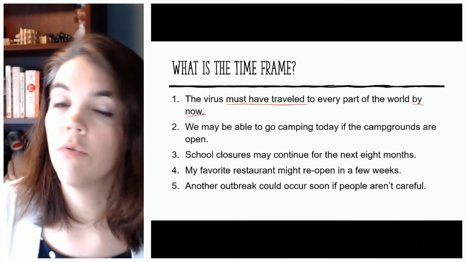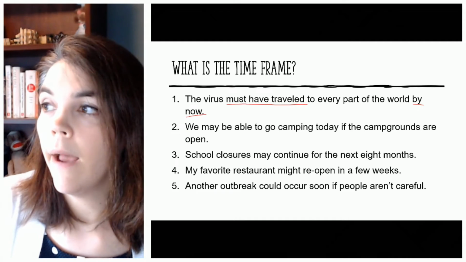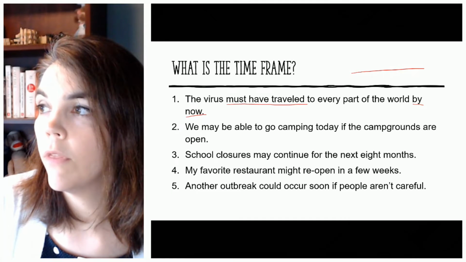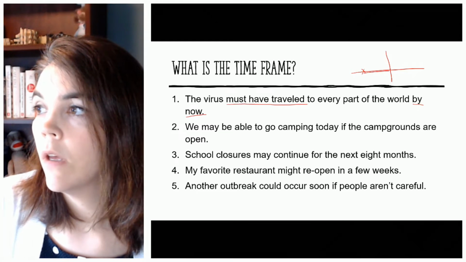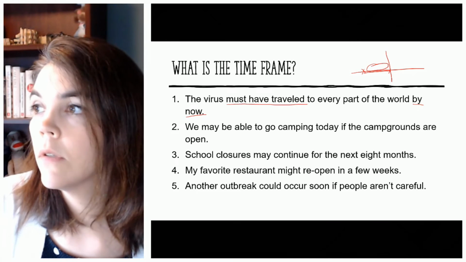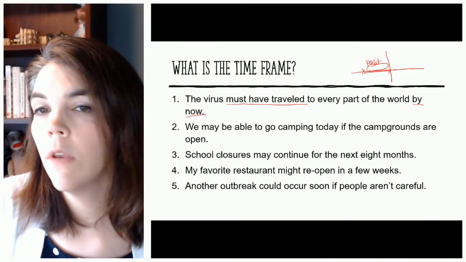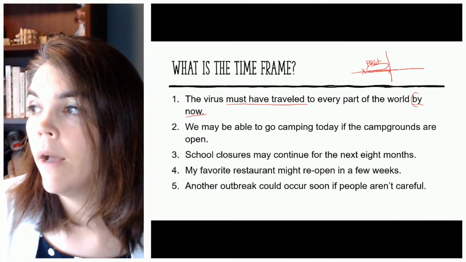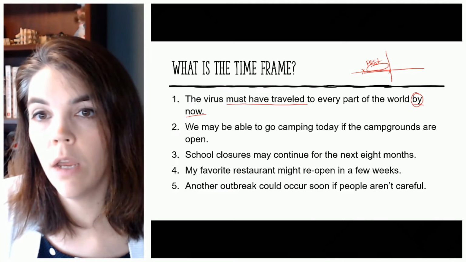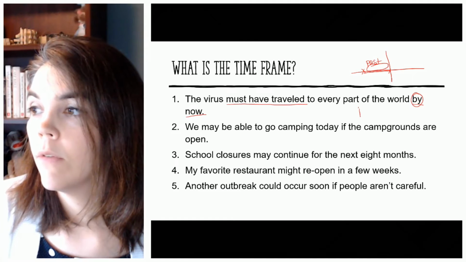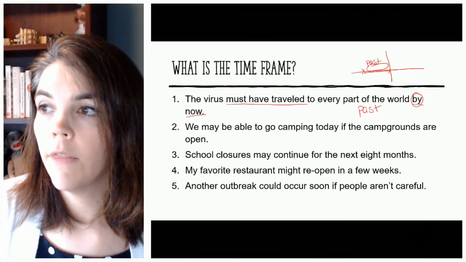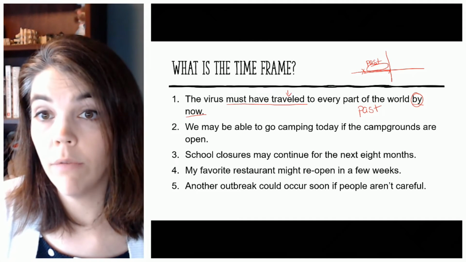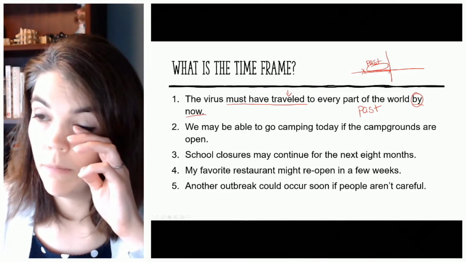Must have traveled. Okay, so by now, in case you're not familiar with this time frame, it means starting at some time in the past up until now. And so all of this time is past. Okay, so even though it says by now, that by is referring to this time until the present. So this is past. And also think that your action here is on the word traveled. So when did that traveling happen?